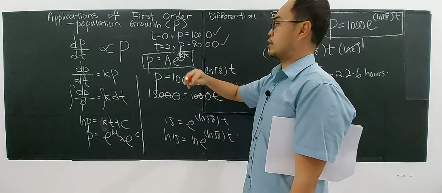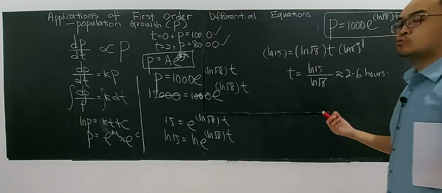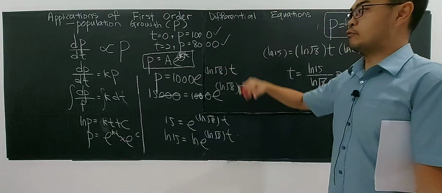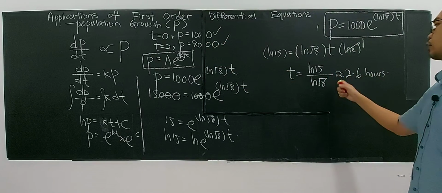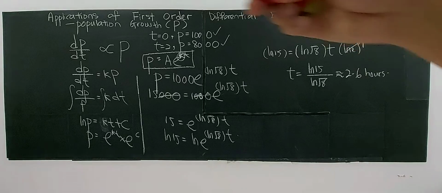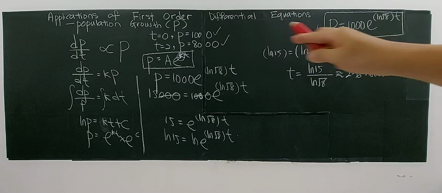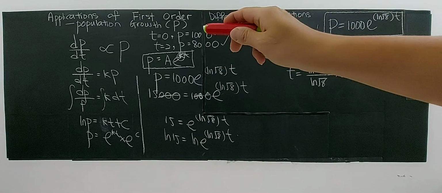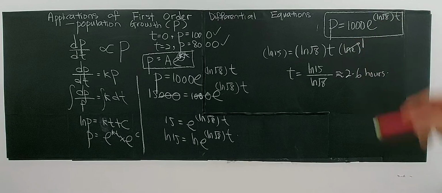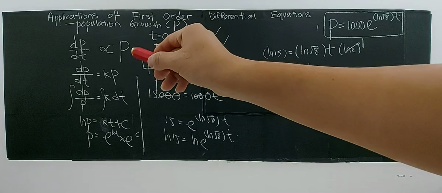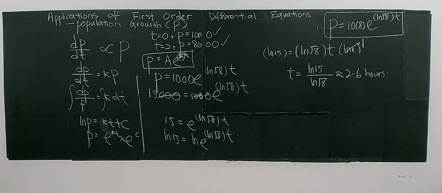This means initially you have 1,000, right? After 1 hour we have 2,800 something, and after 2 hours we have 8,000. After that, just 2.6 hours we already reach 15,000, right? So this is a growth model. That's why we say it's an exponential model. Can you see? Because they grow very fast. It's an exponential growth model. The bigger the size of the bacteria, the bigger the rate of growth.